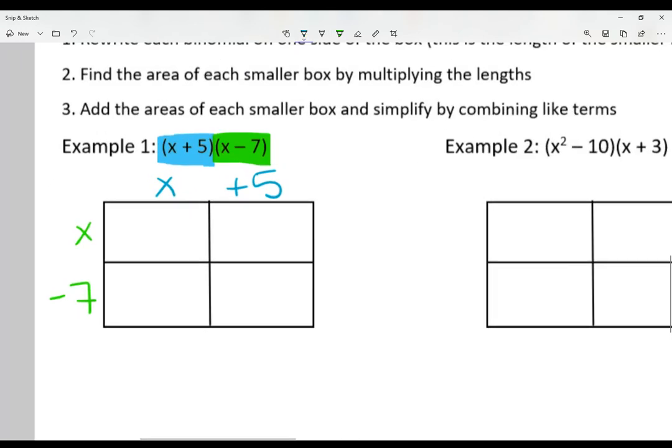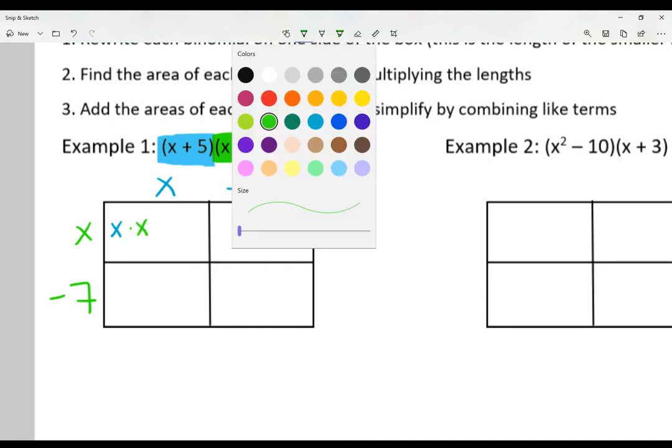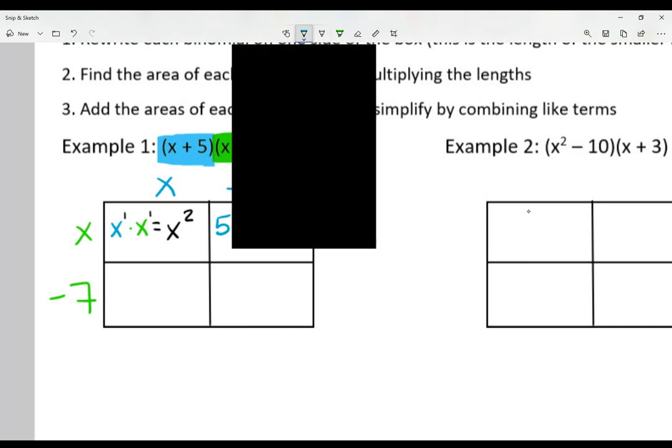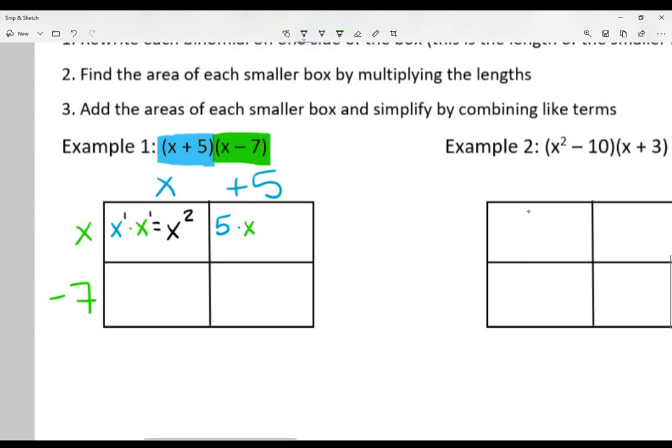So in this first box, we're going to do x times x. And remember, we add these exponents when we multiply, so we get x squared. In the next box, we're going to do 5 times x, which is going to result with us 5x.